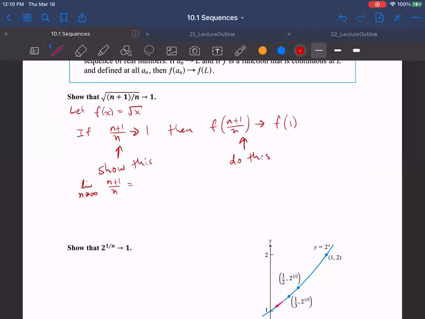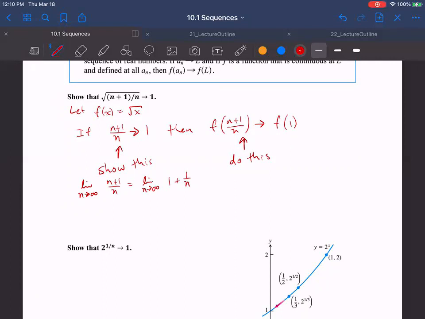Yeah, I just split it. I'd say, all right, this is the limit as n goes to infinity of n over n, which is 1, plus 1 over n. That's what that becomes, right? 1 plus 1 over n. And then that's really easy.